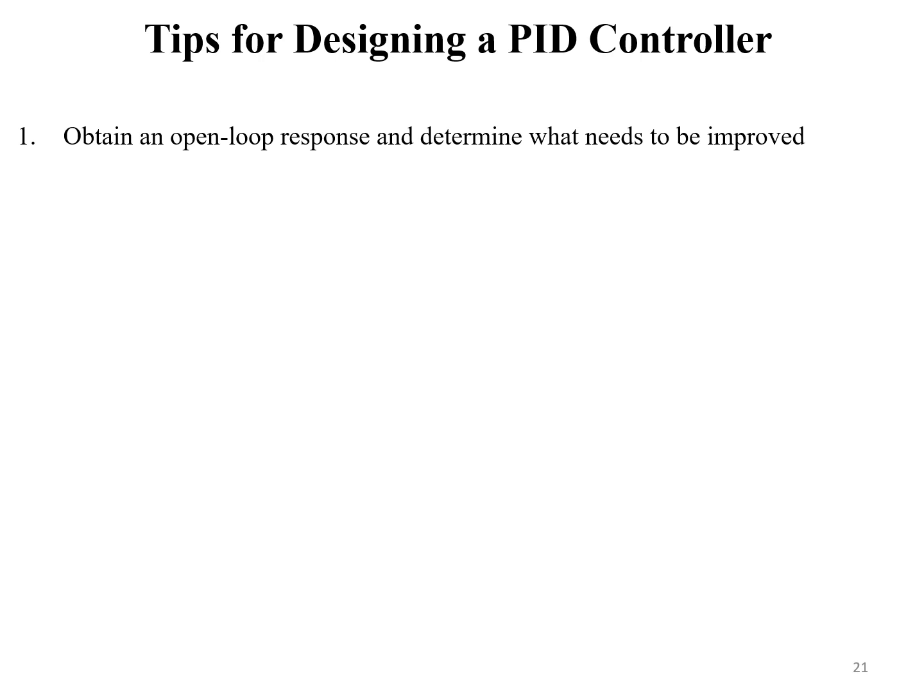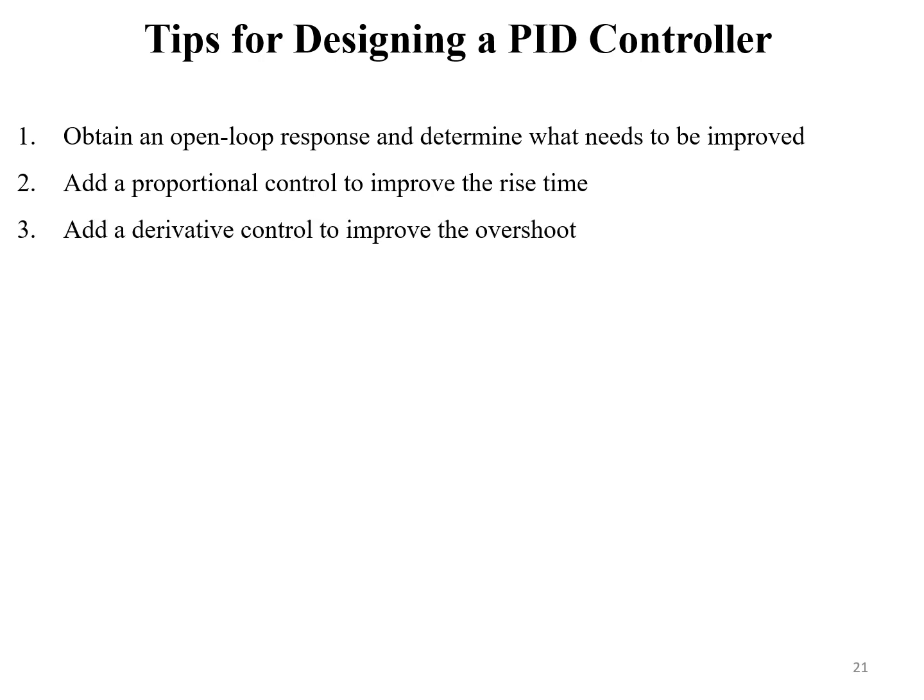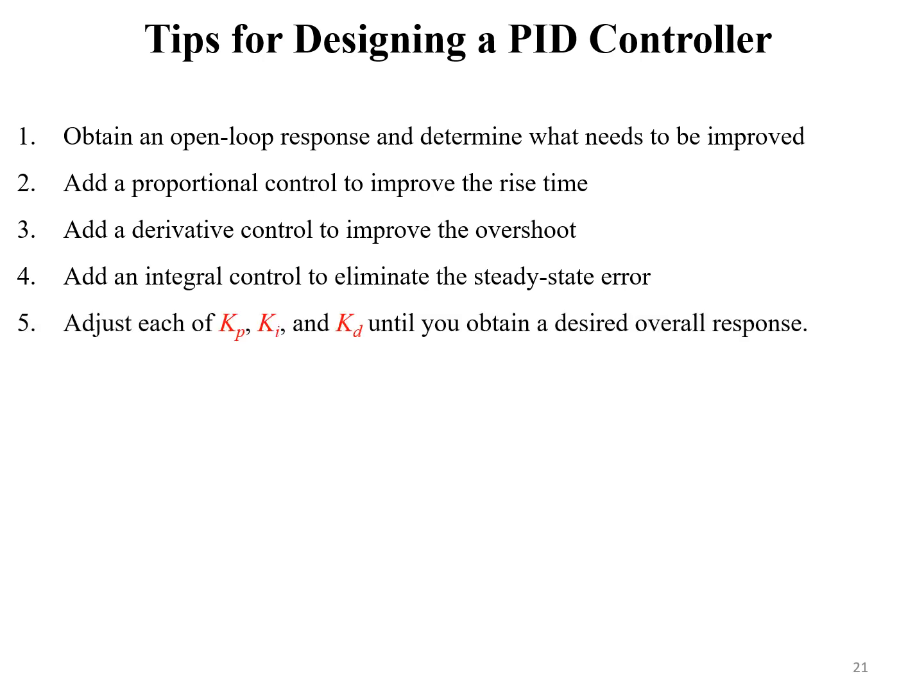Now coming to the tips for designing a PID controller. First, we need to obtain an open loop response and determine what needs to be improved. According to that, we add proportional control to improve the rise time. Then we add the derivative controller to improve the overshoot, and we add integral control to eliminate the steady state error. We have to adjust each of the Kp, Ki and Kd values until we obtain the desired overall response.